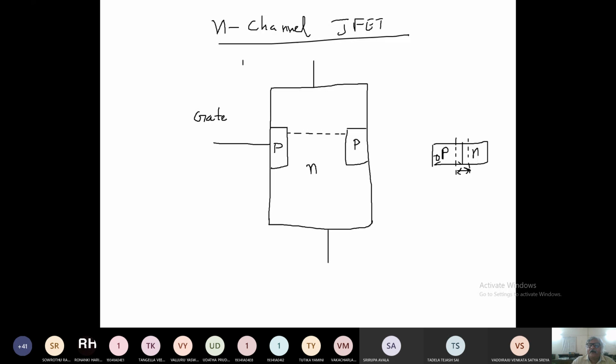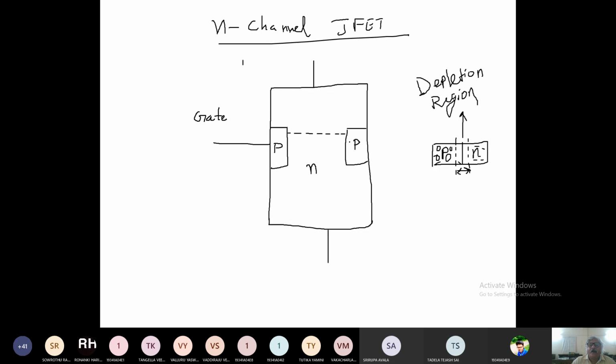Here in the P-type material, the majority carriers are holes. In N-type, you will find a lot of electrons. But in between, in this region near the junction, there is no charge carrier. So this is called the depletion region. Okay, this is the depletion region.